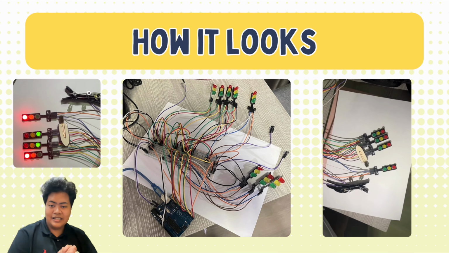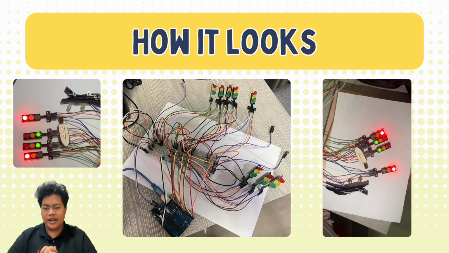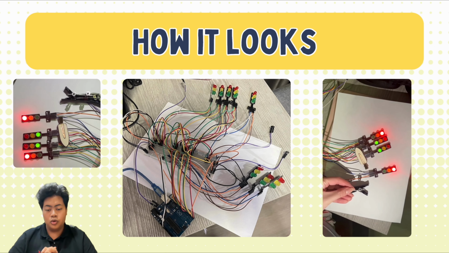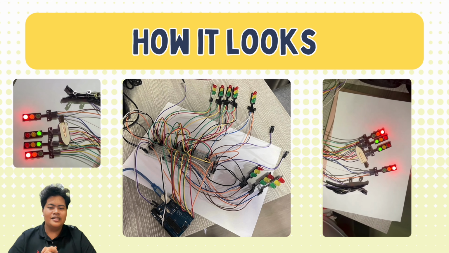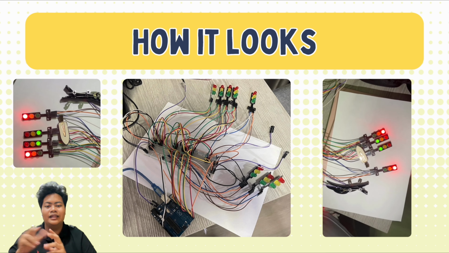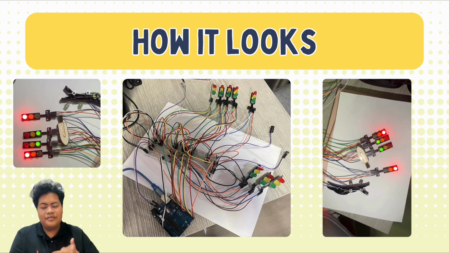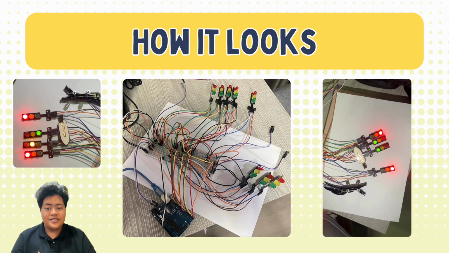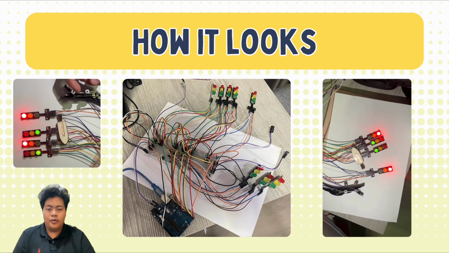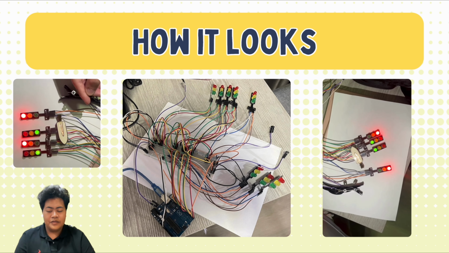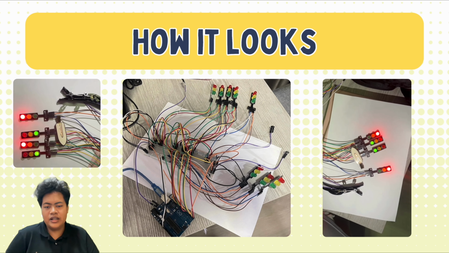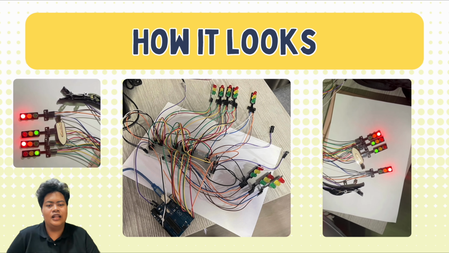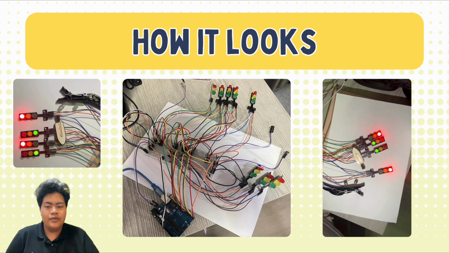Next, let's see how it looks. The system is wired on a breadboard and everything is controlled by Arduino. Each direction, north and south, has its own set of traffic lights for left, straight, and right movement. The straight signal and right turn signal for both directions are controlled together since they follow the same logic.